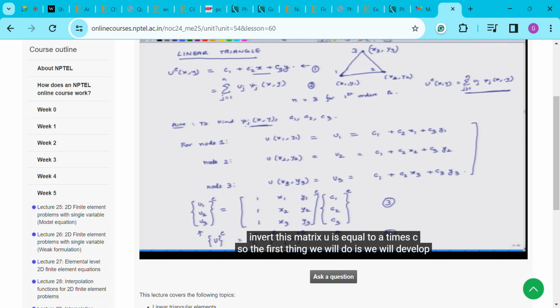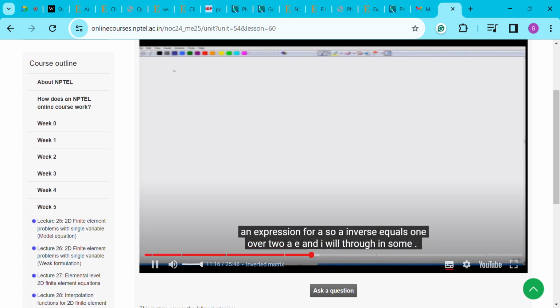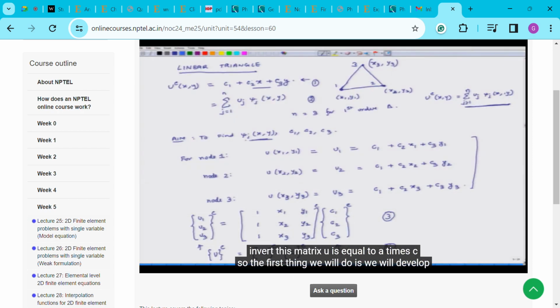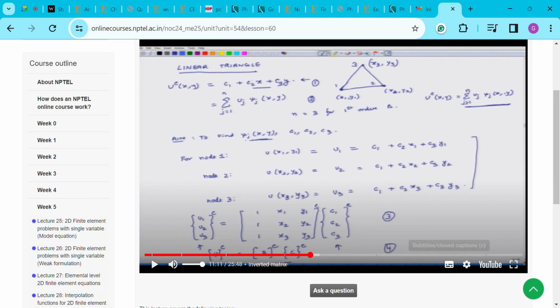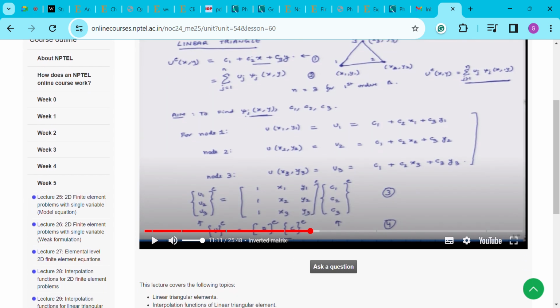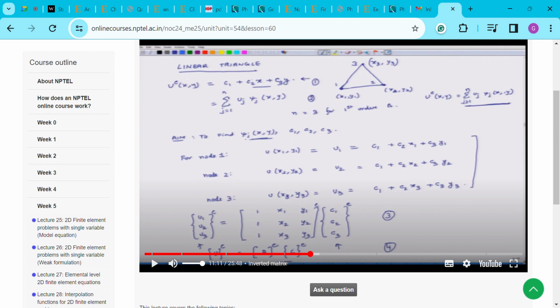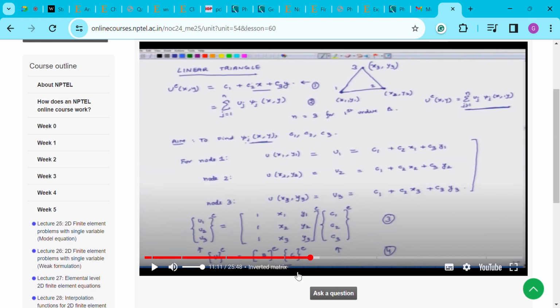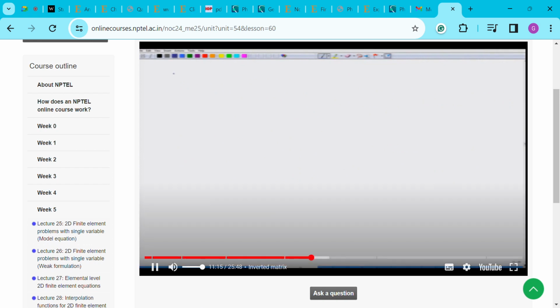Yeah, here. U is equal to A times C. In the previous slide we developed an expression for A: U is equal to A times C1, C2, C3. We are interested in finding C1, C2, C3. So we take that matrix, 1 x1 y1, 1 x2 y2, to the U side and we will inverse it. In the next slide, please open it. The first thing we will do is develop an expression for it.